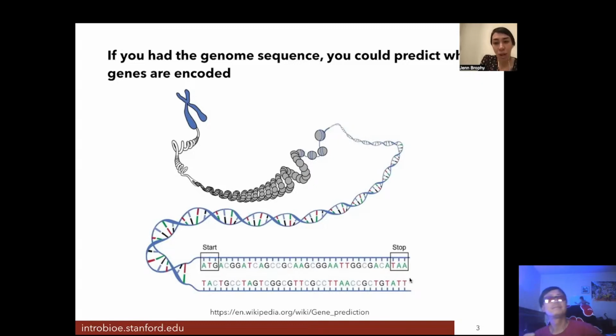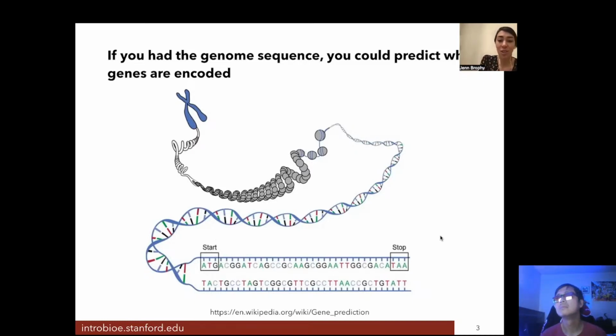And then in frame, that means a multiple of three bases downstream of this ATG, will be a stop codon. There are several stop codons. TAA, this one that you're seeing here, is one of them. And these are the codons that tell the ribosome, you've reached the end of a protein, you can let go now. So if you find a start codon and stop codon that are a multiple of three bases away from each other, then you've likely found a gene.